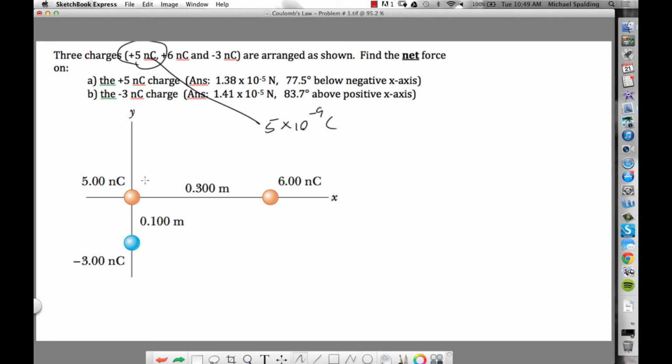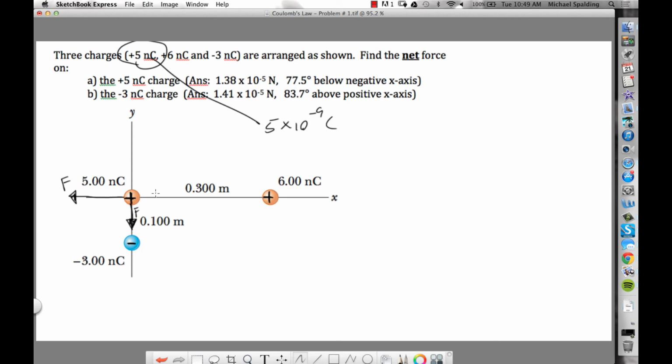I'm going to start you on this. Okay? So focusing on the 5 nanocoulomb charge. How many forces are acting on this 5 nanocoulomb charge? 2. So this guy's plus, this guy's plus, this guy's minus. All right, so what is the 6 nanocoulomb doing to the 5 nanocoulomb? Pushing or pulling? Pushing. So we're going to have a force to the left, right? What is the 3 nanocoulomb charge doing to the 5 nanocoulomb charge? Pushing or pulling? Pulling. So we have a force pointing down like that.